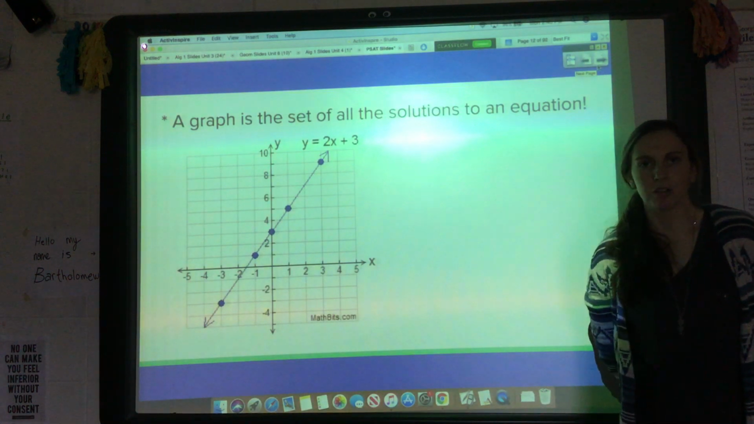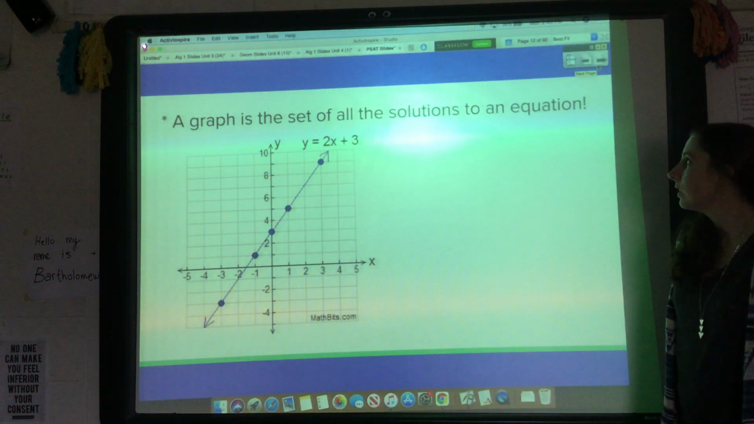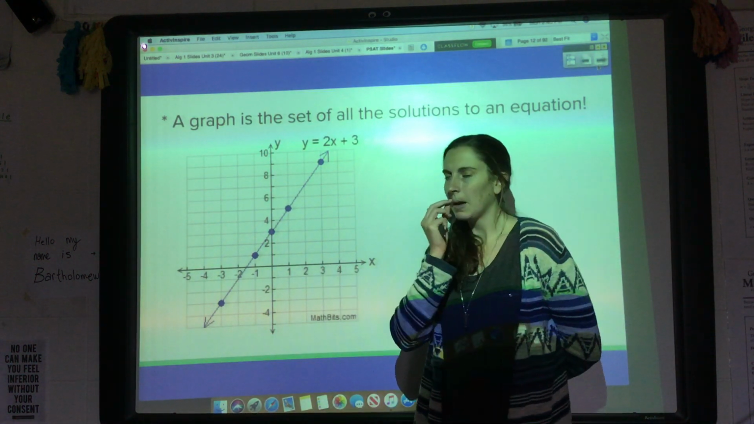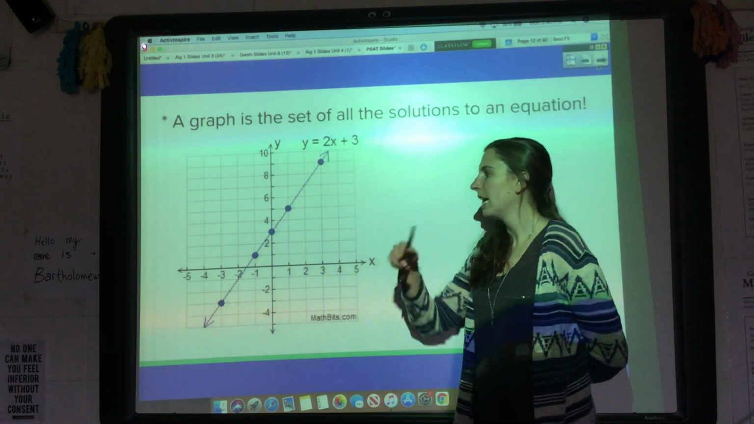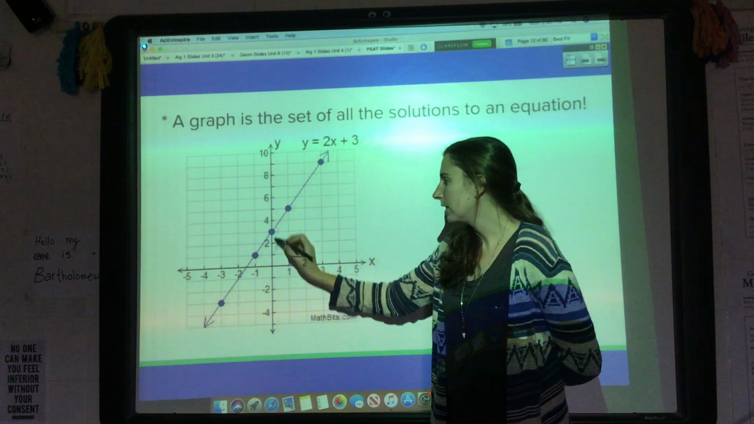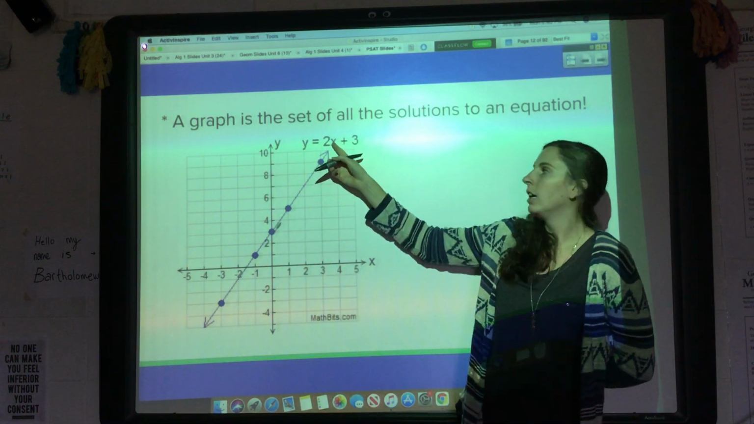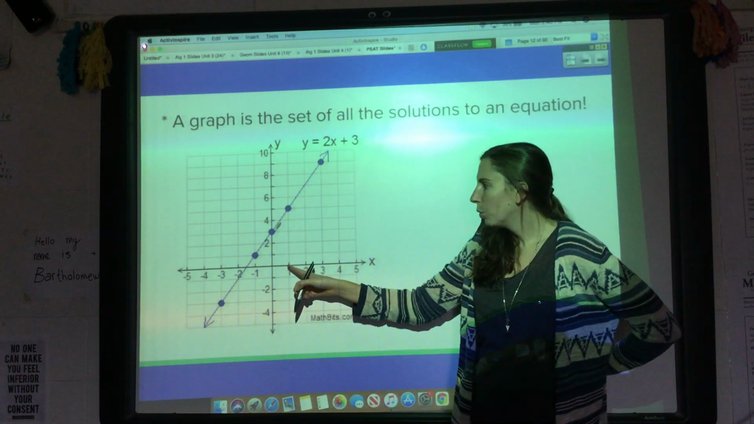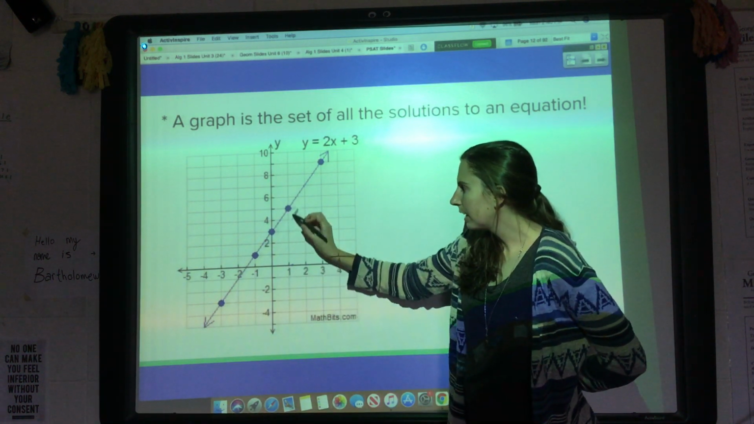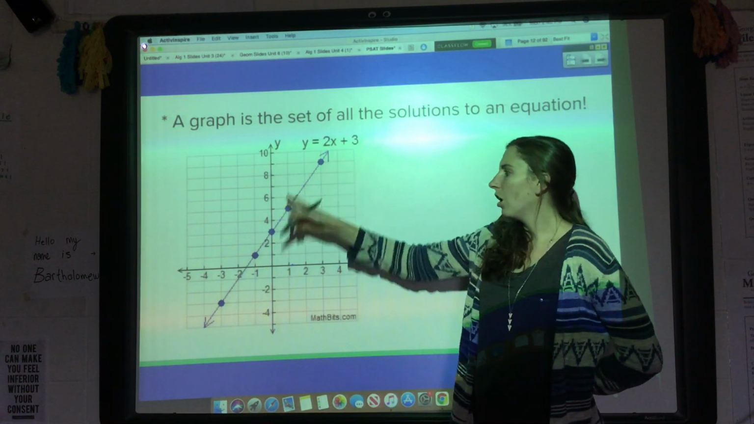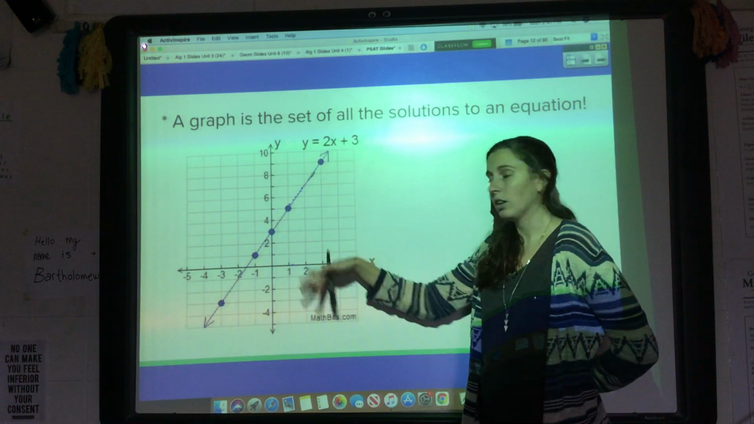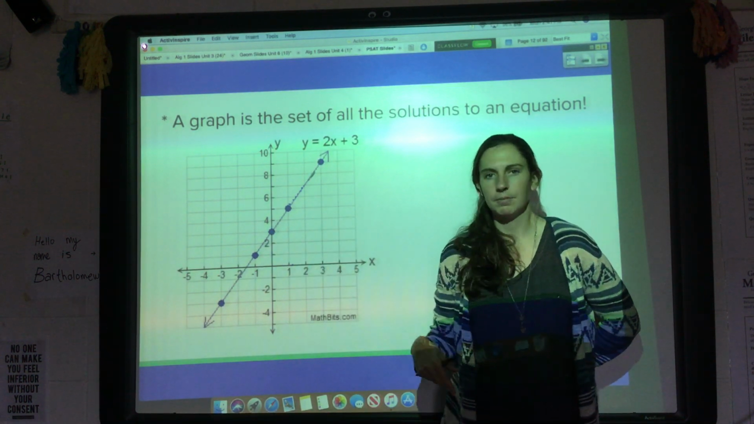Keep in mind that a graph is the set of all the solutions to an equation. So basically, here's my equation, and every point on this graph makes that equation true. So like the point (0, 3), if I plugged in 0, I would get out 3. If I plugged in 1, I would get out 5. If I plugged in 1 point whatever, I would get out 5 point something. All of these points on this graph make this equation true. Nothing else does, just the points on the line.